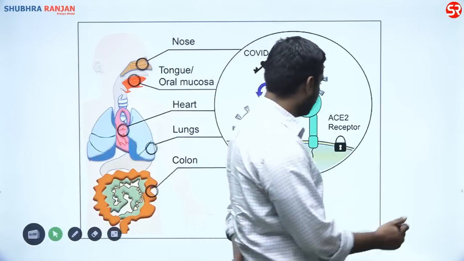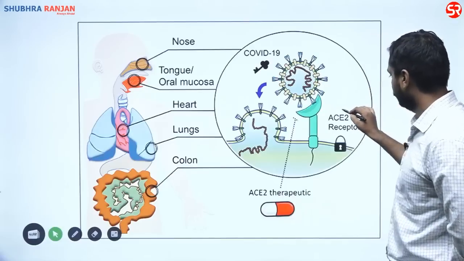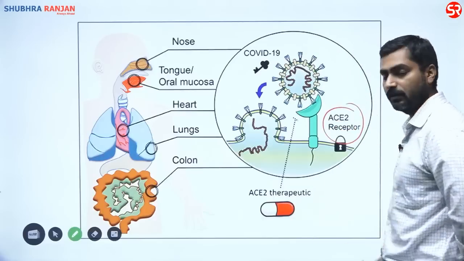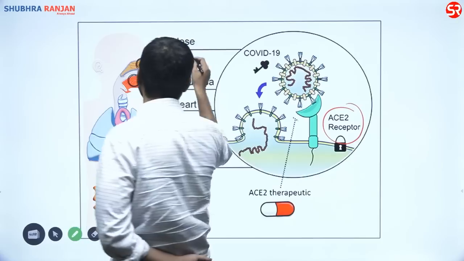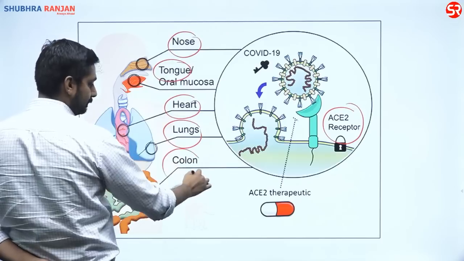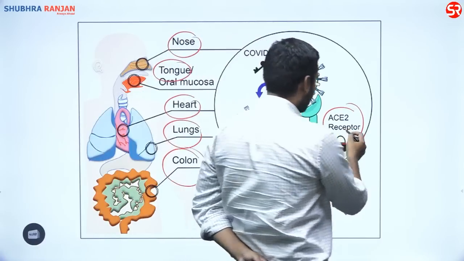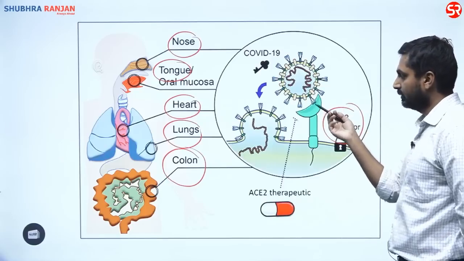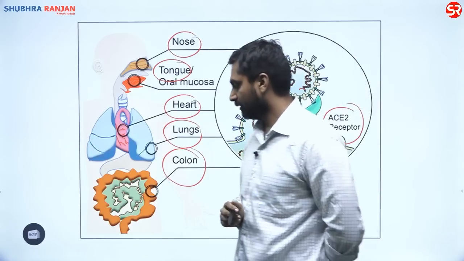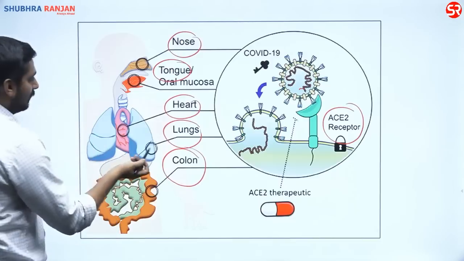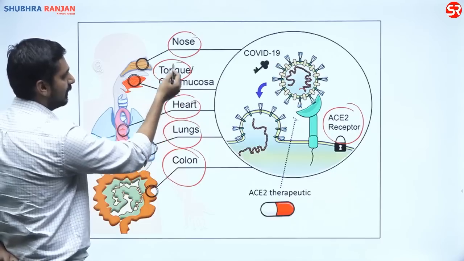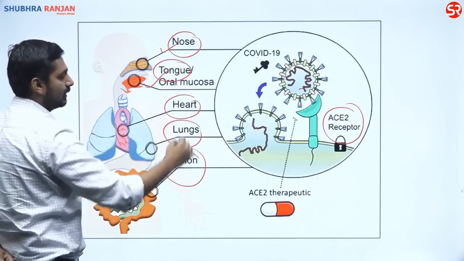So what is ACE2? This is basically a protein receptor which is found on human cells. They are found in the areas of nose, in tongue, in lungs, in heart, in colon area. So what they do is that they receive the COVID virus, and this becomes the entry point for the COVID virus. Now, recent studies have found that earlier they were found only in lungs and colons, but recent studies point that ACE2 receptors are found also in nose and in mouth area.